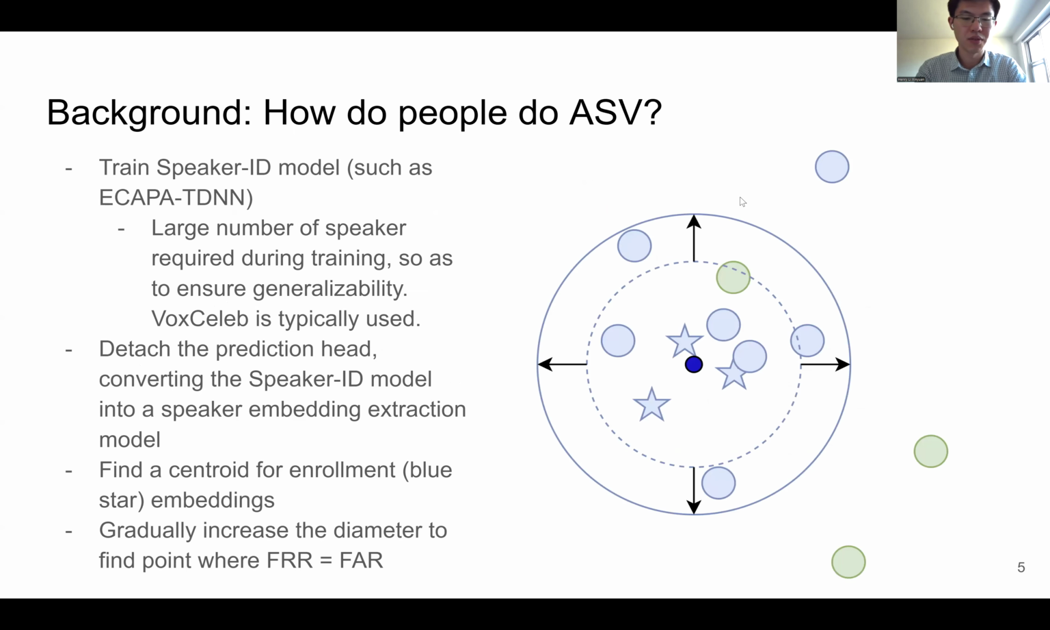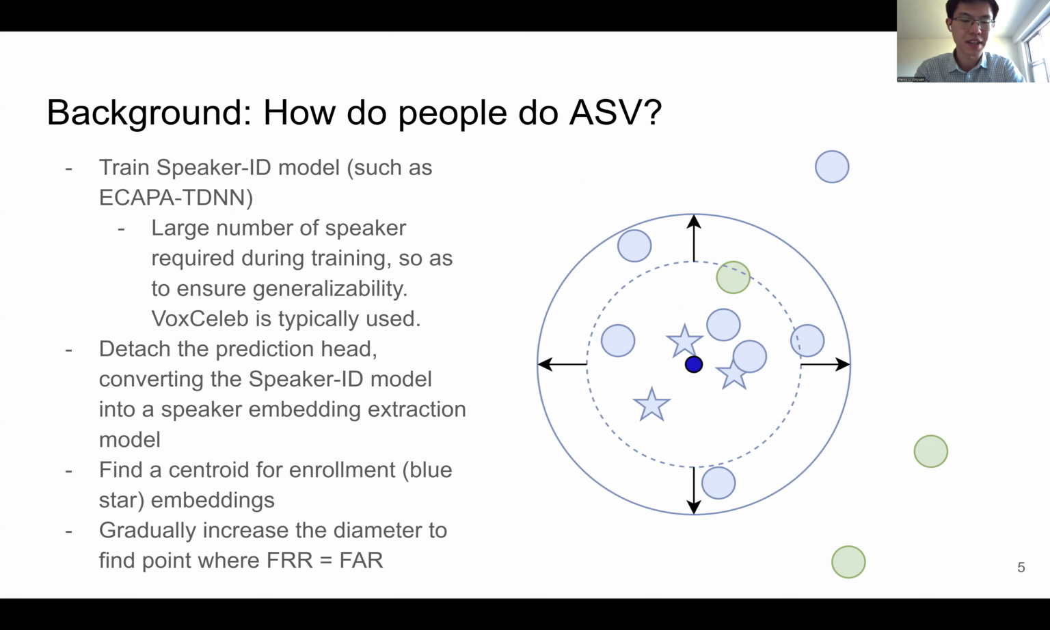Let's go into a bit more detail and put things in context of actual models and datasets. A very common way to do ASV is to train a closed set speaker ID model, such as an ICASSP model. And in order to ensure some degree of generalizability, the datasets that are used to train these models typically have a large set of speakers. Examples of such datasets include VoxCeleb, which is perhaps the most commonly used benchmark for this task.